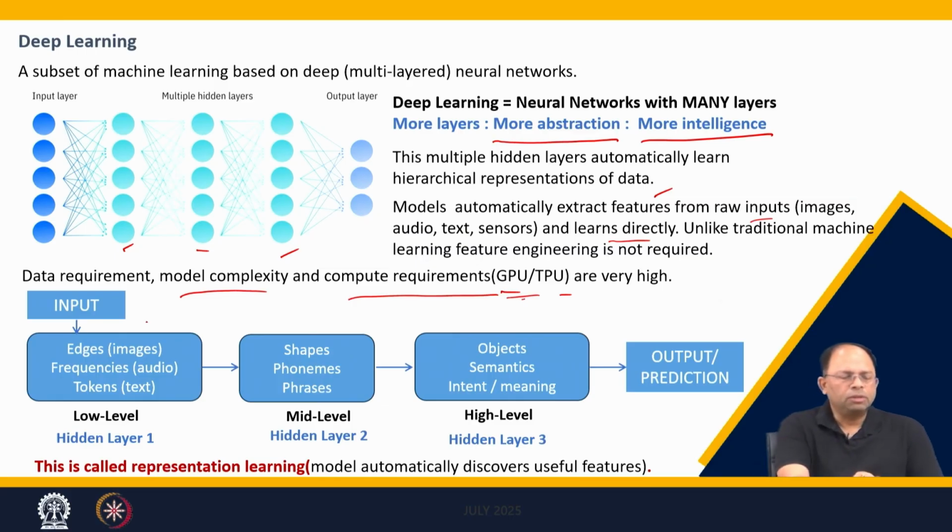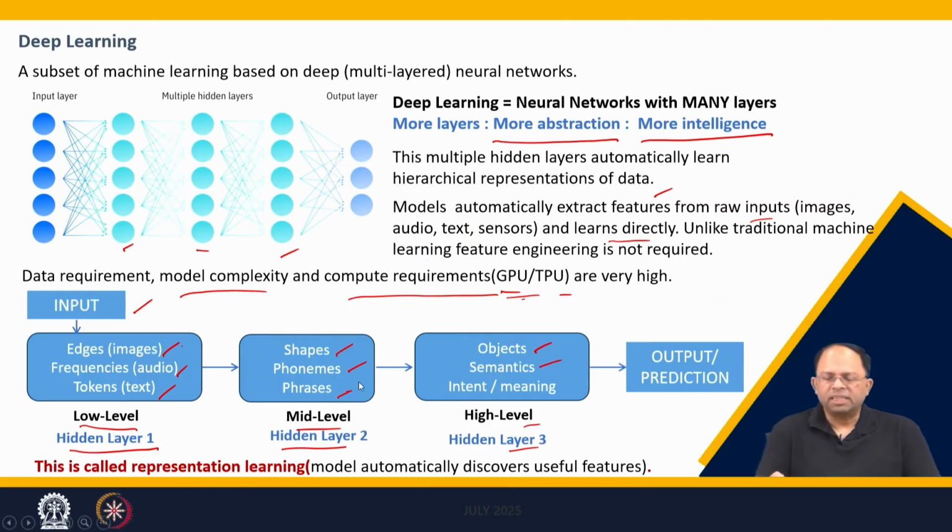So, the structure looks like this. There is an input, then in hidden layer 1, low level things are extracted: edges for images, frequencies for audio, tokens for text. Then in hidden layer 2, at the mid level, shapes for images, phonemes for audio, and phrases from tokens are formed. And then in hidden layer 3, which is a little bit higher level, we find objects from shapes, semantics from phonemes, and intent or meaning from these phrases, what exactly is being understood, and then from there we can do output prediction.